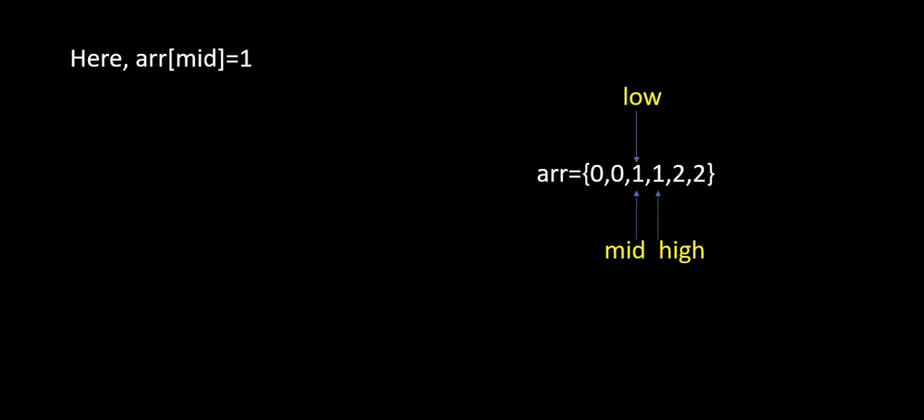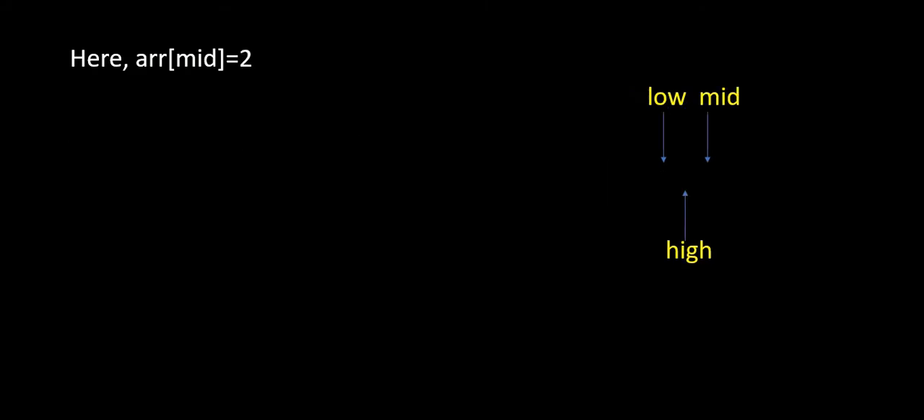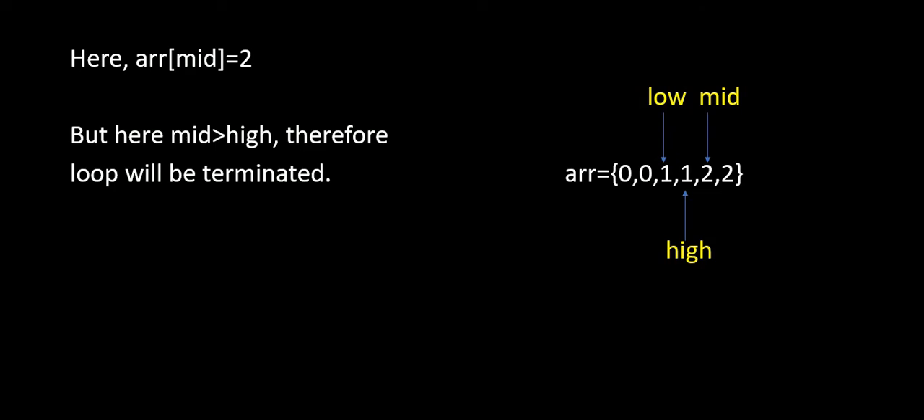Now we see that the element at index mid is 1. Then we'll simply increment our mid pointer by 1, that is mid will become 3. Again we can see from this example that the element at index mid is 1, then we'll simply increment mid pointer by 1, that is mid will become 4. Now in this example the element at index mid is 2, but here the condition is false, that is mid becomes greater than high, but our condition is valid till mid is less than or equal to high.